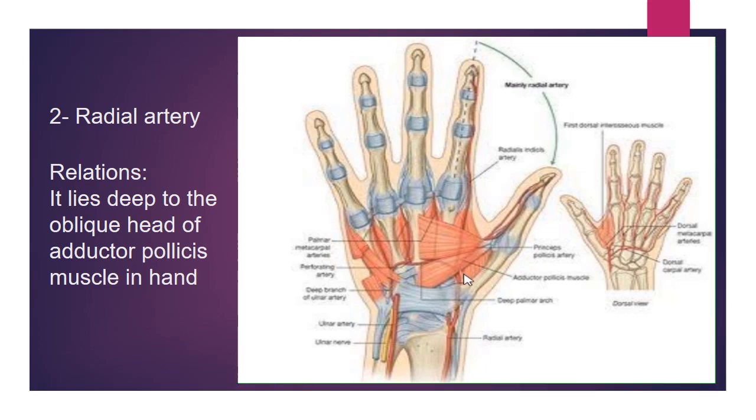In the palm, the radial artery runs medially like this. At first, it lies deep to the oblique head of adductor pollicis muscle. This is the oblique head of adductor pollicis muscle. This is the transverse head. At first, it lies deep to this oblique head. Then it passes between the two heads of adductor pollicis muscle here and joins the deep palmar branch of ulnar artery and completes the deep palmar arch in the hand.